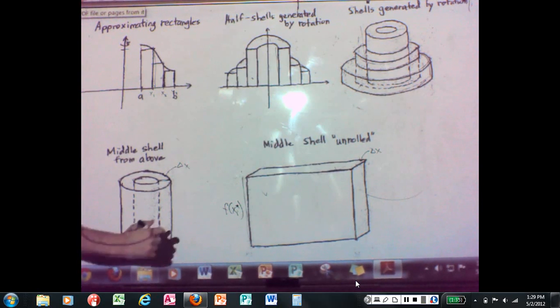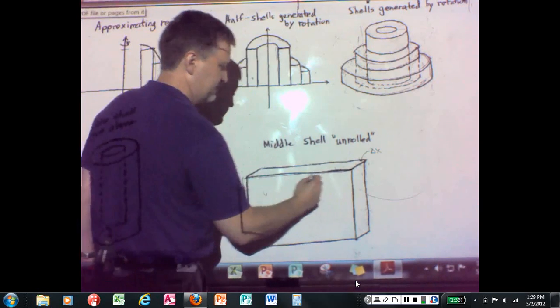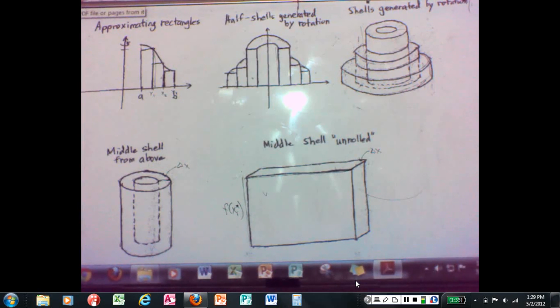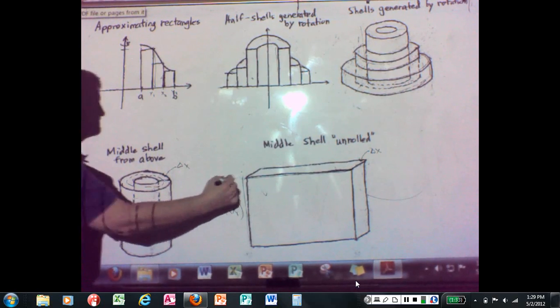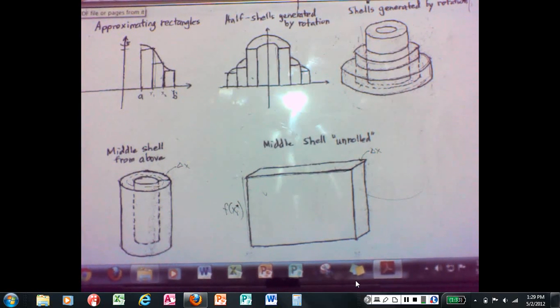The little harder one is the length here. We've got the height. We've got the width. What about the length? Well, if you think about it, we're going around. Basically, what it amounts to is this is kind of the circumference, the middle ground circumference of that shell.